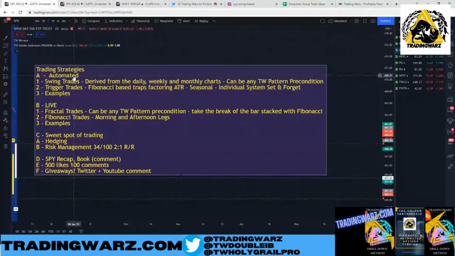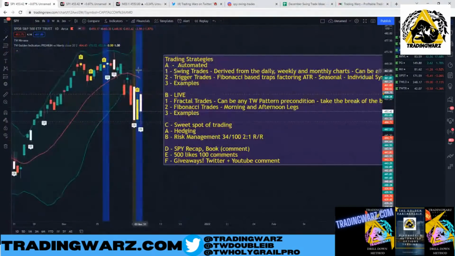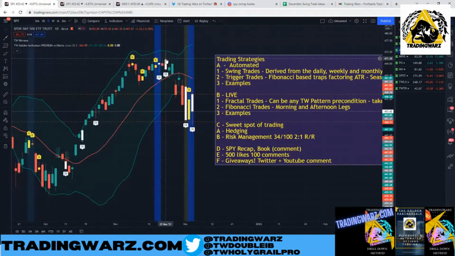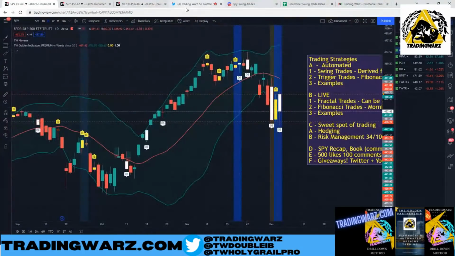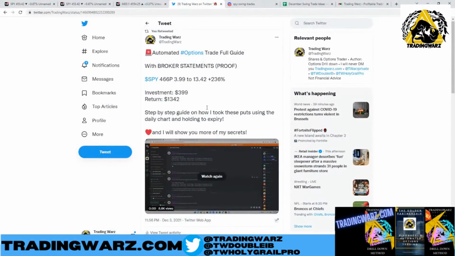So what I'm going to do here is zoom in and focus on this outside bar, because this was the last bar that I did a recap for on Twitter. I actually have the recap right here, so I'm going to walk you through this. I took the SPY 466 puts from 399 to 1342 for 236%.